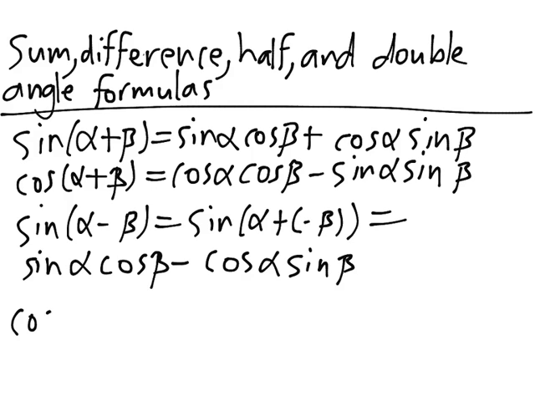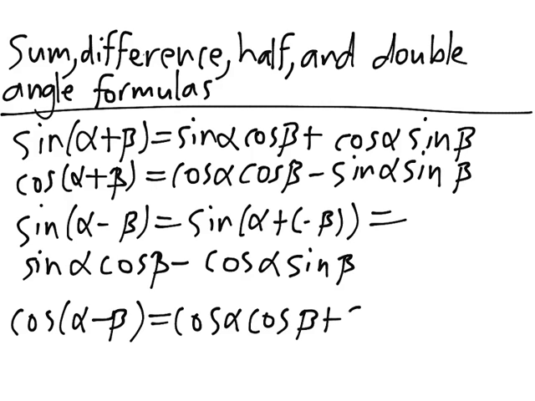Similarly, we can find that cosine of alpha minus beta is equal to cosine alpha cosine beta plus sine alpha sine beta, since the minus beta on sine beta is going to change it from a minus sign to a plus sign in the second term.